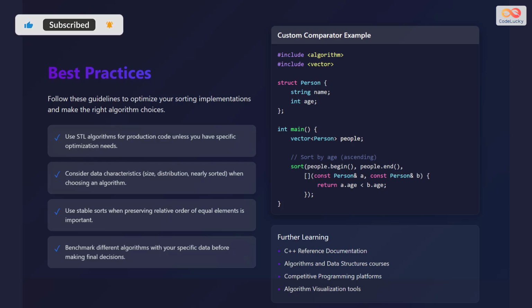Here's an example of a custom comparator. For further learning, use the C++ reference documentation. You can also take algorithms and data structures courses, participate in competitive programming platforms, and use algorithm visualization tools.